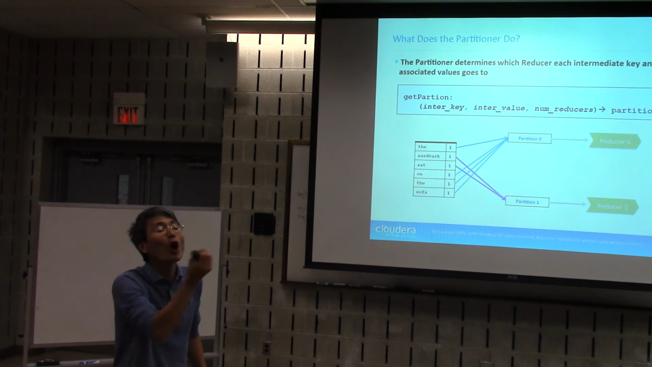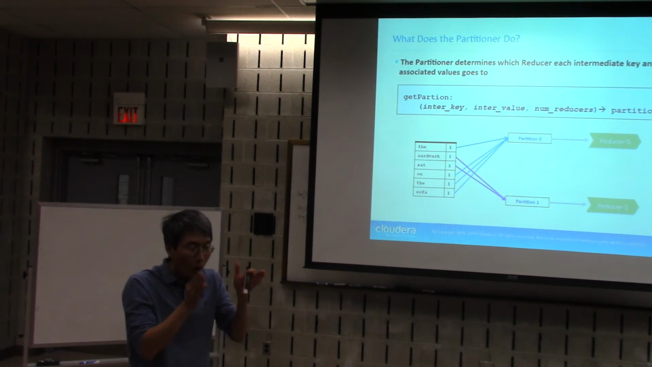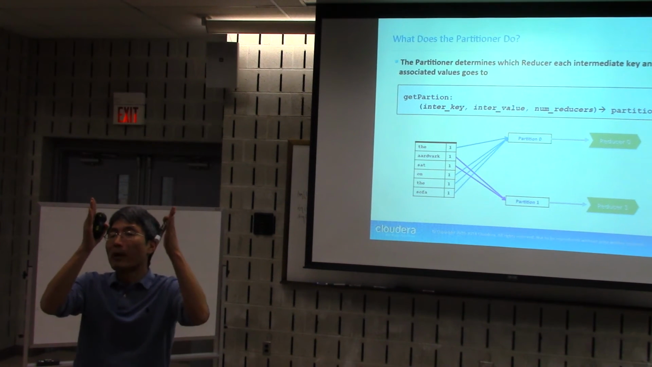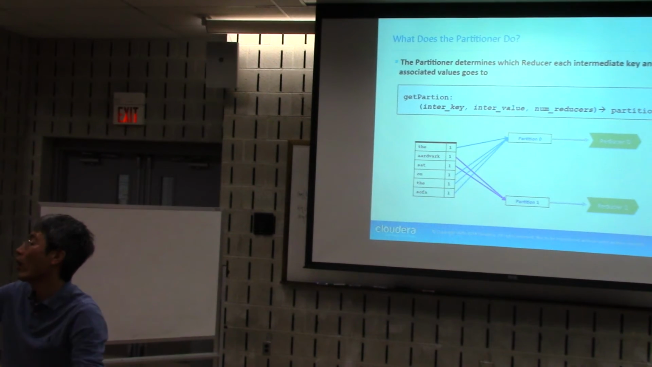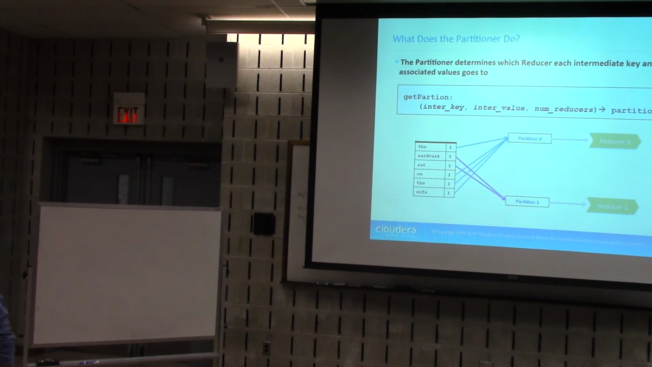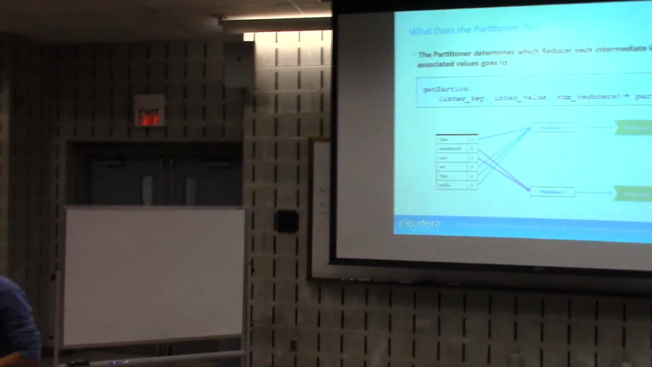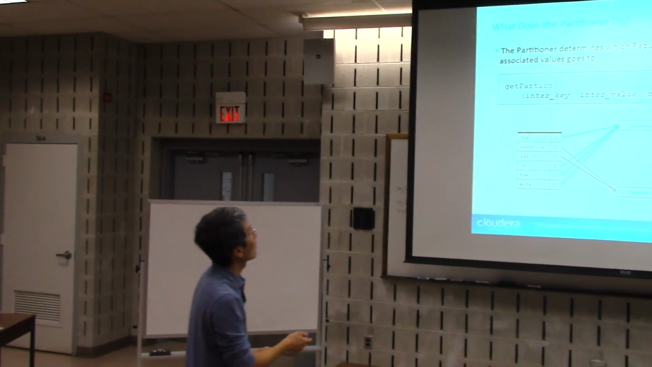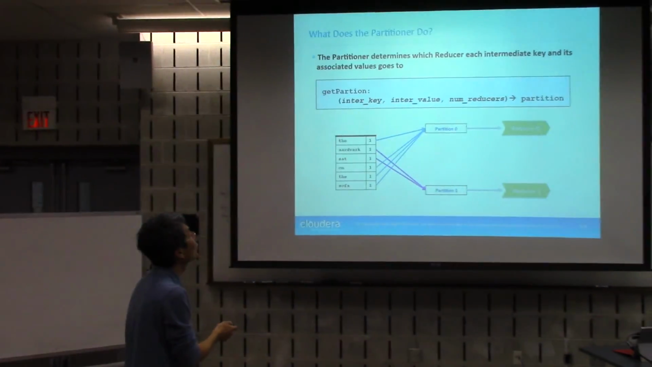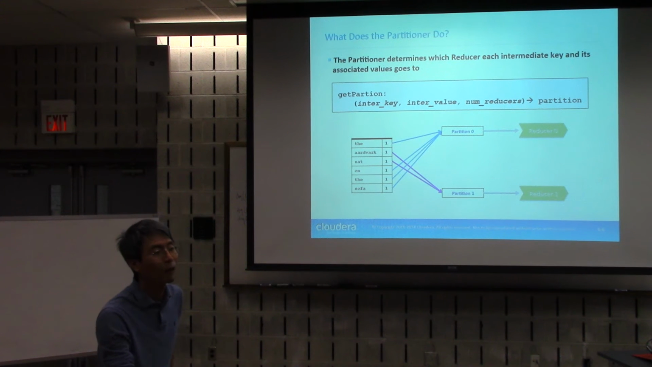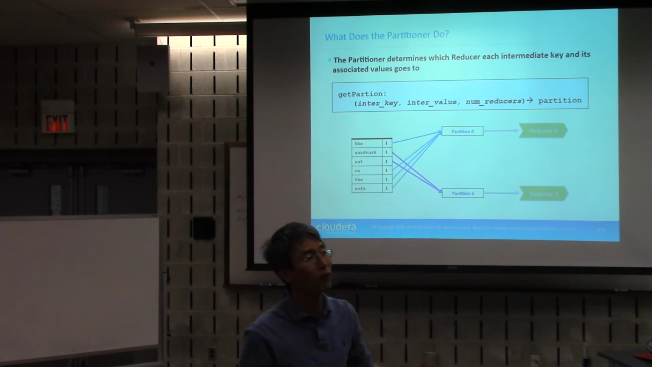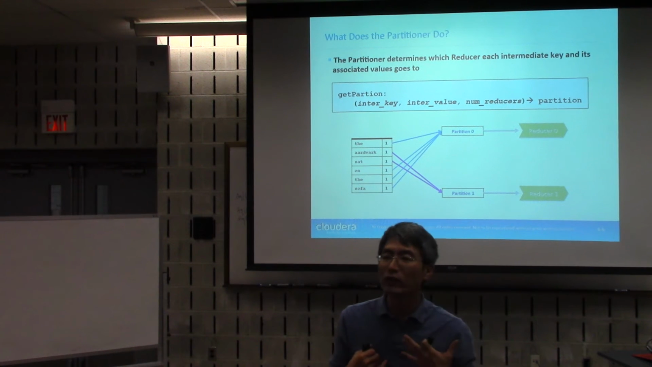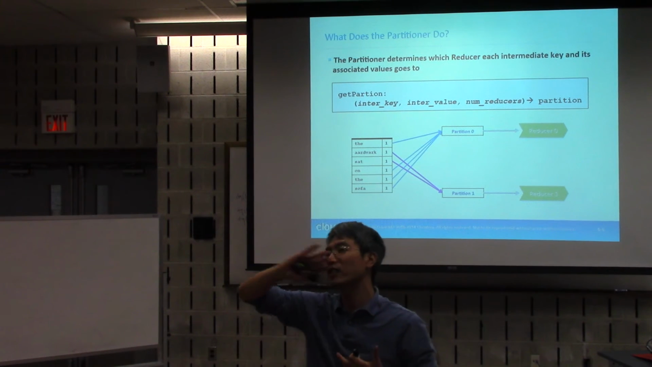The partitioner gives the condition for each intermediate pair of key and value: which reducer this pair will be transferred to and taken by. So this is the condition you need to provide. For example, we have a transaction database file, a huge file. With that transaction data, I'd like to see how many transactions per season.